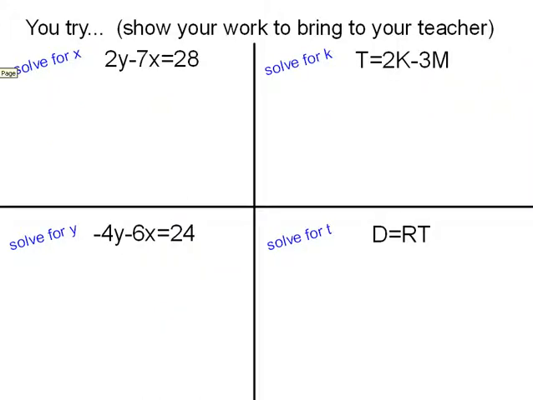All right, this is the you-try section. You try these. Notice what it's asking you to solve for each time. It's not always x, okay? So you watch out for that. Solving for a specified variable. And then turn that into your teacher and see if you got these right.